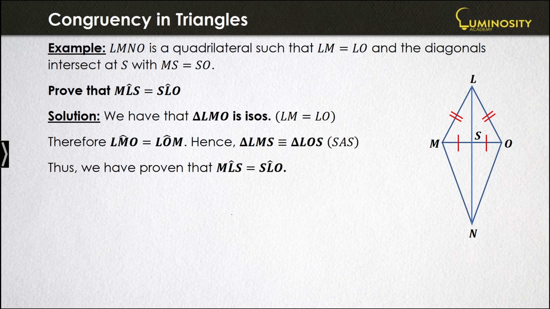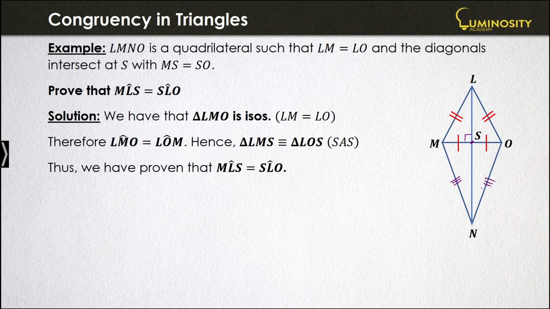So LMNO is a quadrilateral such that LM is equal to LO, so we have adjacent sides equal, and the diagonals intersect at S, with MS equal to SO. So this basically looks like it could be a kite. The only thing we're missing is that we must show that this is a 90-degree angle, and we need to show that these two sides are equal.